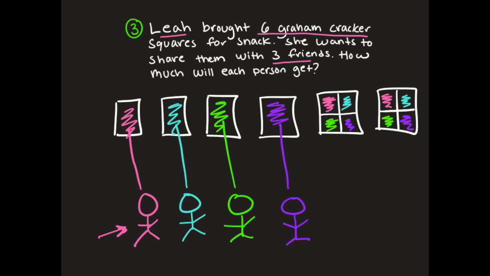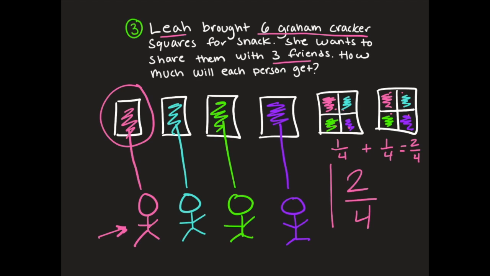Well, Leah is going to get 1 full graham cracker, right? She's got 1 full graham cracker. And right here, she's got 1 out of 1, 2, 3, 4. And she's got 1 out of 1, 2, 3, 4. So if I were to add those together, 1 plus 1 equals 2, and my denominator stays the same. I have 1/4 plus 1/4, which gives me 2/4. Or a common fraction that we should recognize here, 2 is half of 4, so 1 and 1/2 as well.